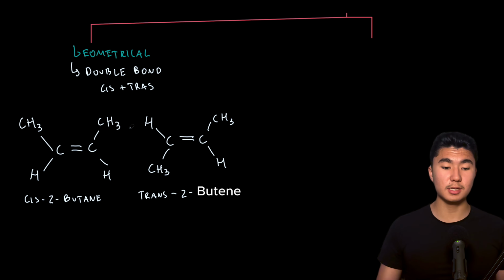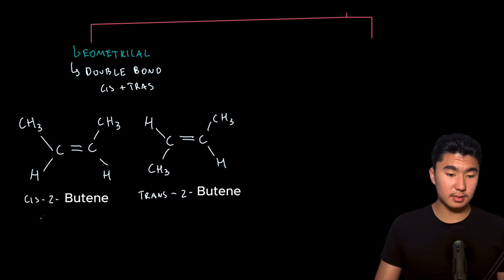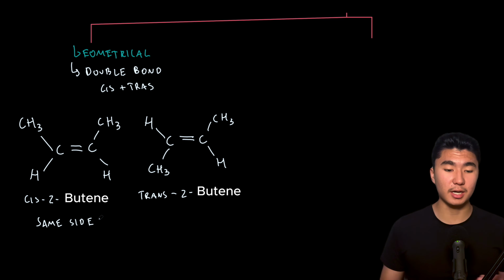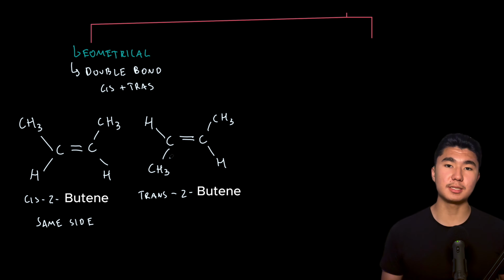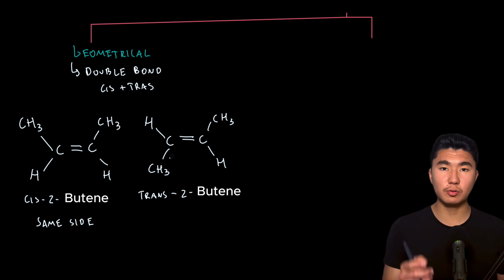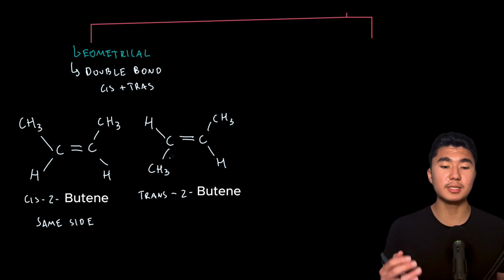So if I scroll down over here just to talk about our geometrical isomers, we're going to have something like this: cis-2-butene and trans-2-butene. So cis means same side, and trans obviously means different side. If we're looking at our cis-2-butene, we have two CH3s that are on the same side, while in trans-2-butene, they're on opposite sides. So this is a geometrical isomer where we're going to have a cis and trans configuration. That's the biggest thing to know about these geometrical isomers.